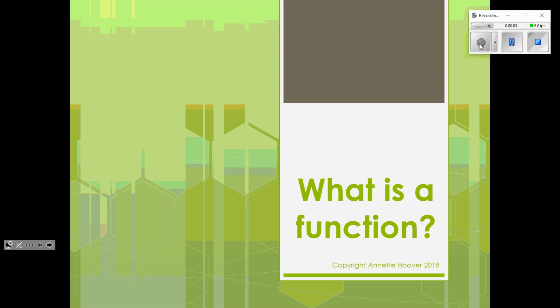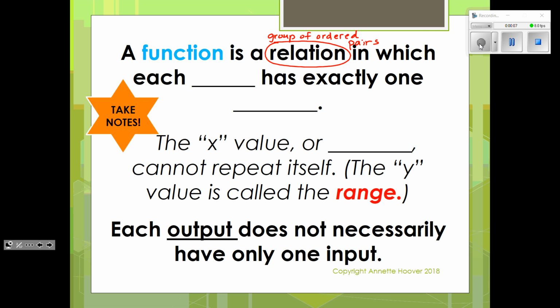Hello, today we're going to look at what is a function. So a function is a relation. Now if you remember the word relation, the relation simply means a group of ordered pairs that you're going to graph on a graph. So a function is when you graph a group of ordered pairs and each input has exactly one output. Now input is the x, or the domain.